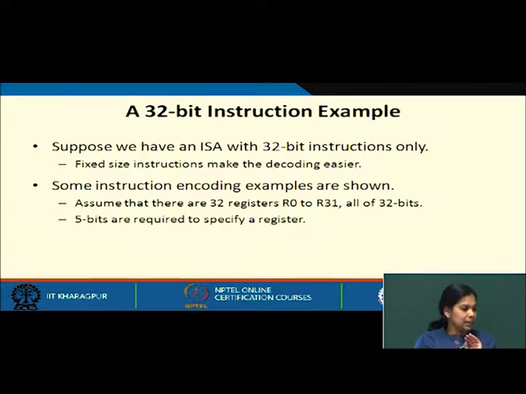The same thing that I have discussed, some instruction encoding examples are shown. Assume that there are 32 registers. If we have 32 registers, then how many bits are required to specify a register? 5 bits. If there are 64 registers, you will require 6 bits, and so on.